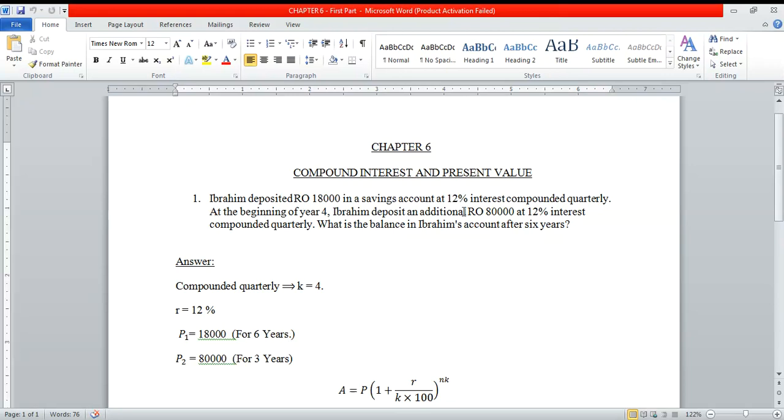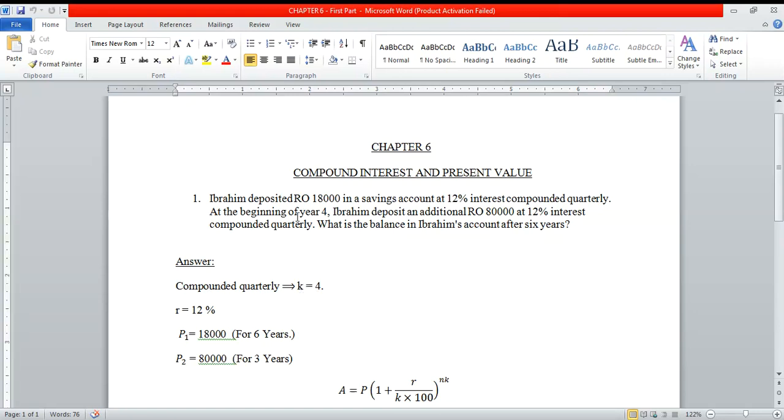Then the rate of interest is equal to 12 percentage. Compounded quarterly means 4 times in a year. That means K equals 4.